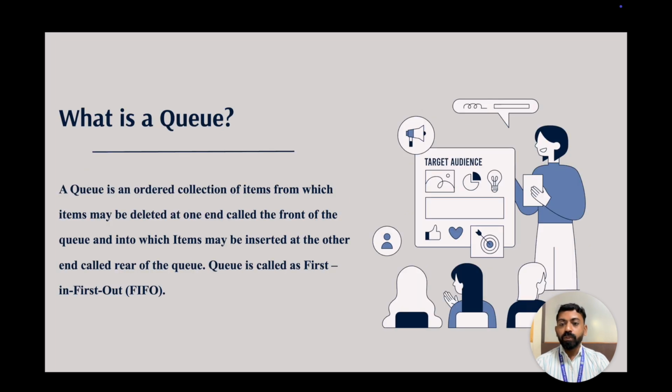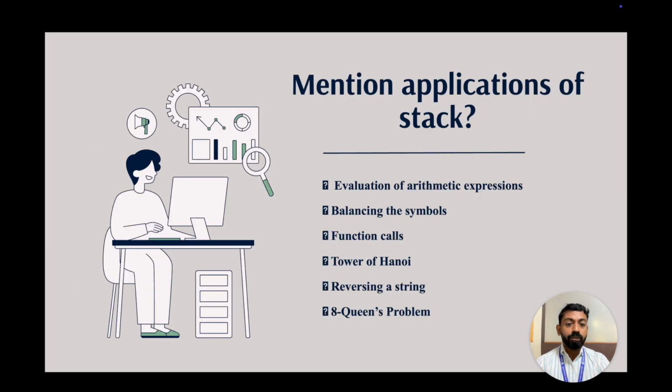What is a queue? A queue is an ordered collection of items in which items are deleted at one end and insertion happens at the rear end. So there are two ends: one is called the front end and one is called the rear end. The order is called first in, first out. The applications of stack: evaluation of arithmetic expressions, balancing symbols, function calls, Tower of Hanoi, reversing a string, the eight queens problem, and many more.